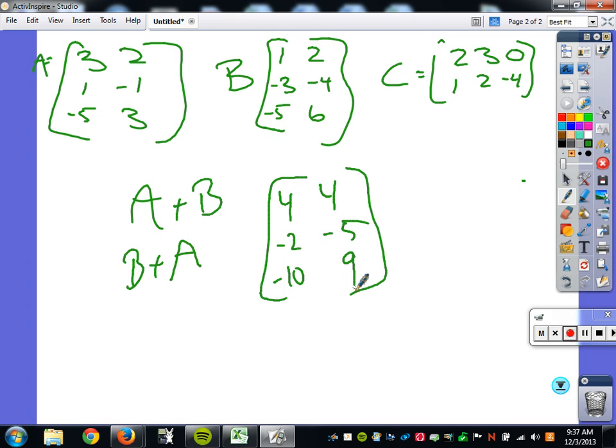Can somebody tell me what is the order of matrix A? The 3 by 2, there's 3 rows, 2 columns. What is the order of matrix B? 3 by 2. Notice they had to be the same order to add them. Could I add A plus C? No, because they are not the same order. I cannot add things unless they are the same order. You might want to write that down. And this is a 2 by 2.